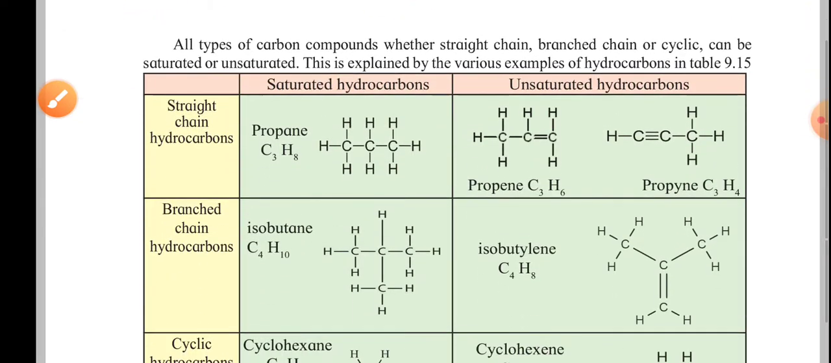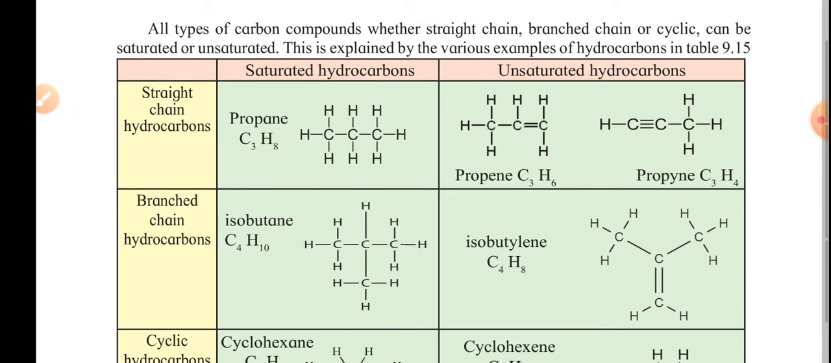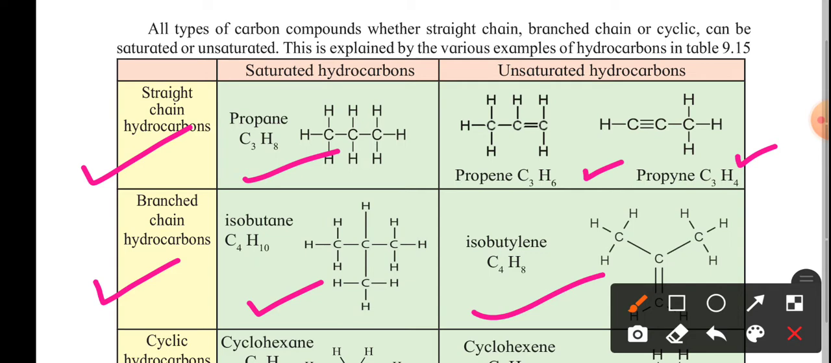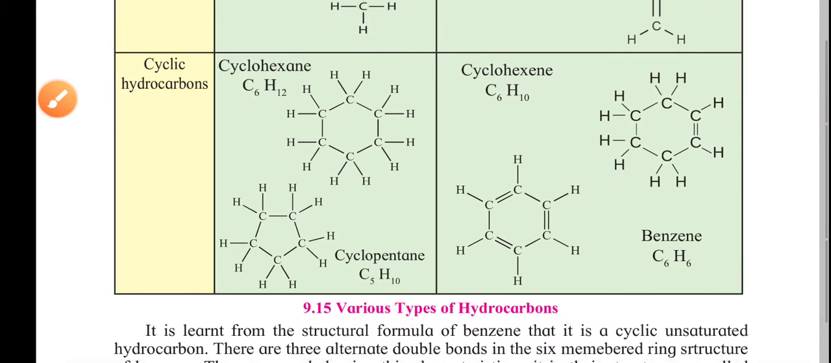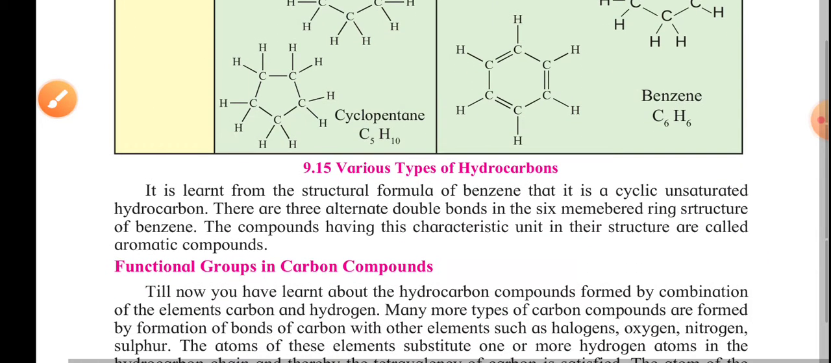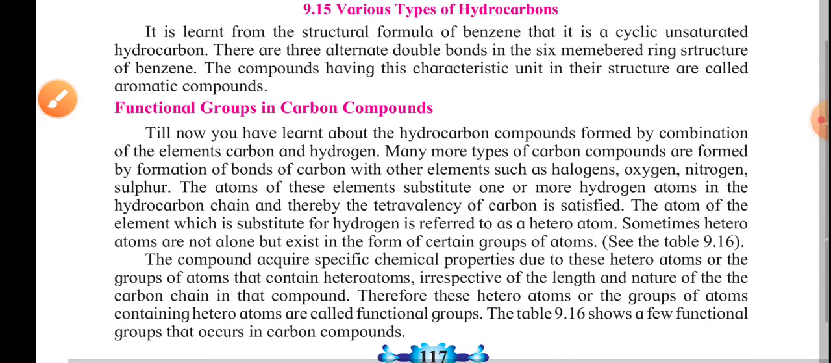Further, some more saturated and unsaturated hydrocarbons are given. These are straight chain hydrocarbons: here propane, here propene and propyne. Further are branched chain hydrocarbons, that is isobutane and isobutylene. Further are cyclic hydrocarbons, that is cyclohexane, cycloheptane, here cyclohexene, and this is benzene. So this is nothing but the various types of hydrocarbons.